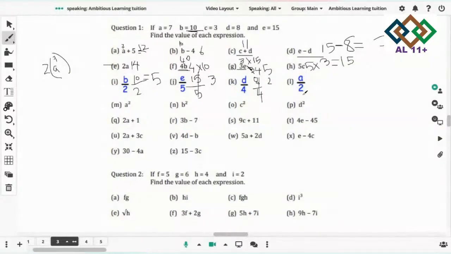Then you have a divided by 2. a is already given to you, 7. And you're dividing it by 2. Now I'm waiting for someone to tell me the answer for this one. When you divide 7 by 2, what would you guys get? I'm just looking. You guys are gone really fast. So when you're dividing 7 by 2, you would be getting 3.5.